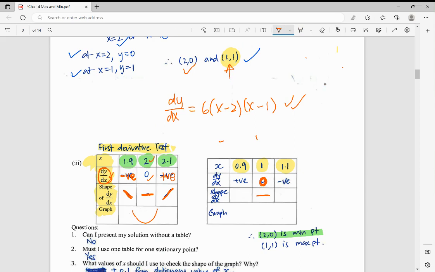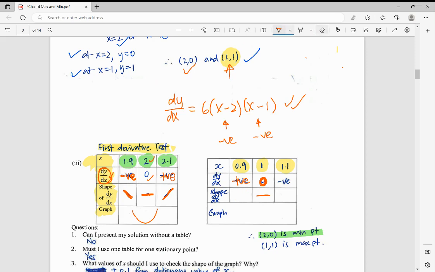At x equals 0.9, if I substitute it in, I know that this will end up negative, and this will also end up negative. Negative multiplied by negative will be positive. So that's how I get my positive gradient, and positive gradient means it will go upwards.